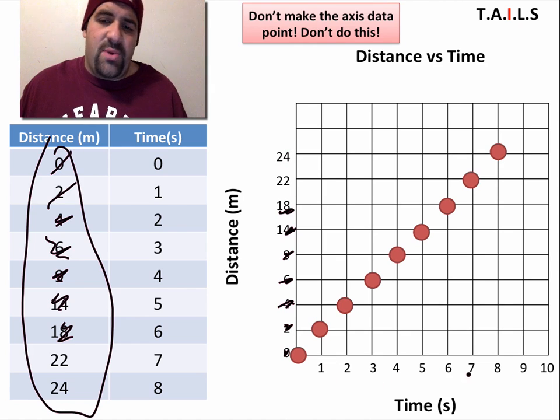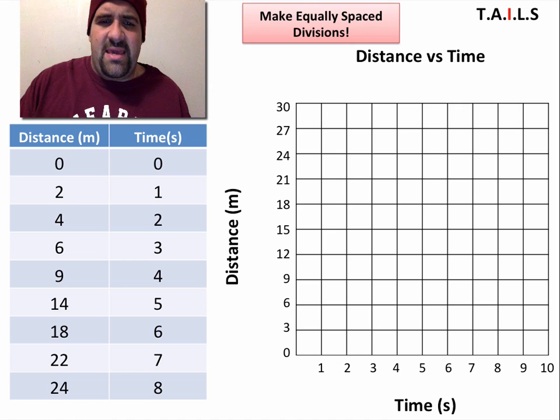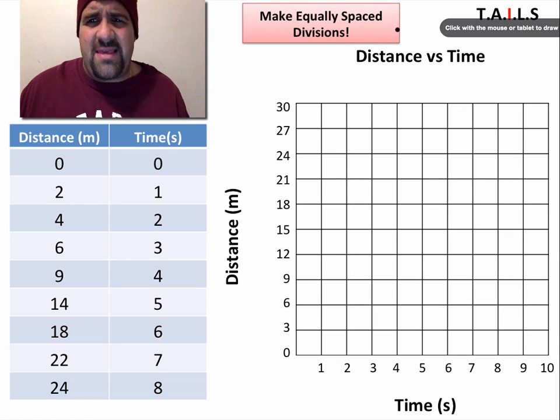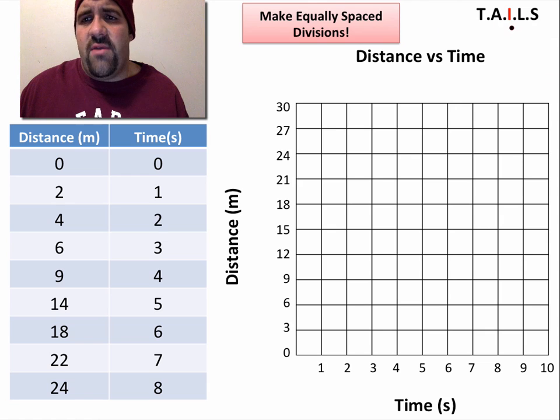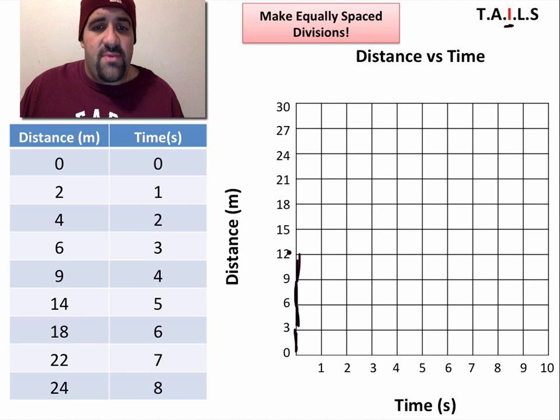In this case, time is okay, 1 through 10, because time is moving in equal divisions. But for the most part, each box or each interval should have the same value. And what I mean by this is we need to make equally spaced divisions. Very, very important. Equally spaced divisions. This is our interval aspect. Each box represents 3 units or 3 meters. From 3 to 6 is 3 meters. From 6 to 9 is 3. From 9 to 12 is 3. 12 to 15 and so on.